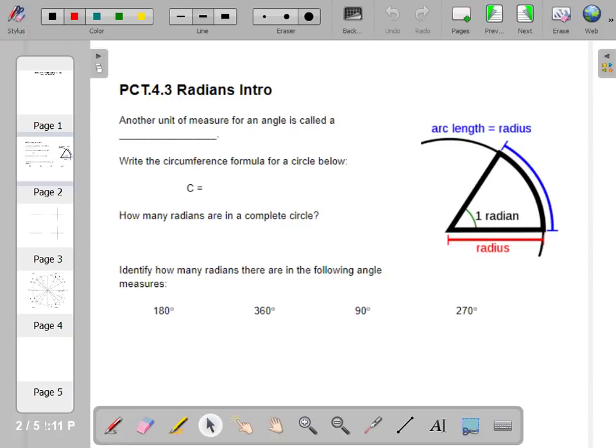Alrighty, ladies and gentlemen, we're going to do a little radians introduction here. We're going to start talking about different ways you can measure angles. So far we've pretty much done everything in degrees, but we might also want to start talking about radians.